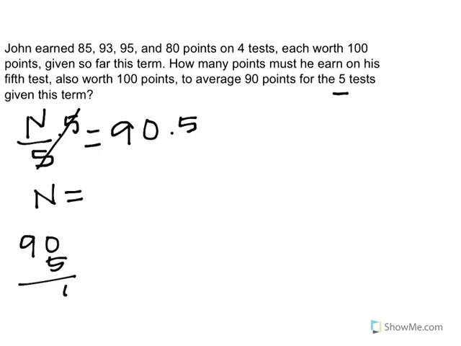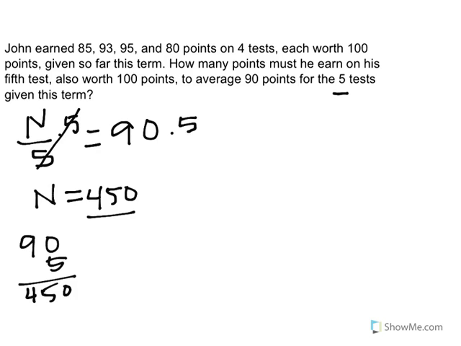5 times 0 is 0. 5 times 9 is 45. n equals 450. So we know that the sum of all of his tests has to equal 450 in order for the average to be 90.